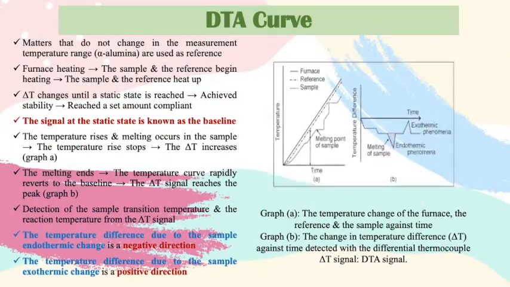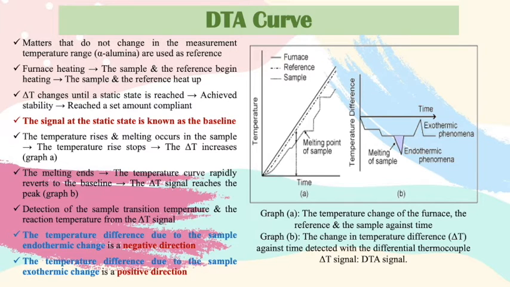This slide explains how the DTA curve is obtained. Materials that do not change in the measurement temperature range, such as alpha alumina, are used as the reference. When the furnace heating begins, the sample and the reference begin heating with a slight delay depending on their respective heat capacity and eventually heat up according to the furnace temperature. Delta T changes until a static state is reached after heating begins, and after achieving stability, reaches a set amount corresponding to the difference in heat capacity between the sample and the reference.